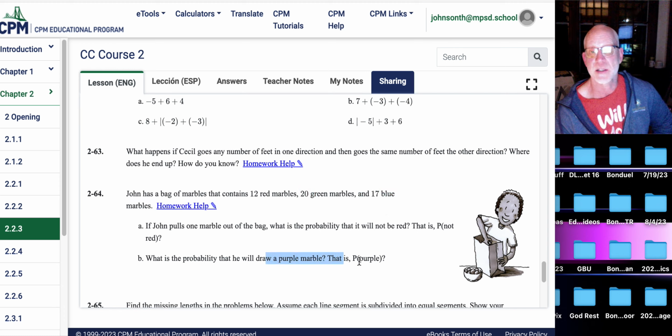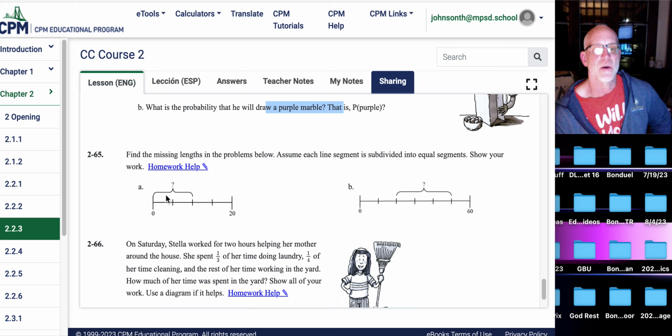65, what are the missing lengths? I see this, it goes jump, jump, jump, 20. How big is each jump? And then they want to know how far is this. This one goes jump, jump, jump, jump, jump, jump. 1, 2, 3, 4, 5. 6 jumps make 60. So how far is it from here to here? Last problem in your homework.